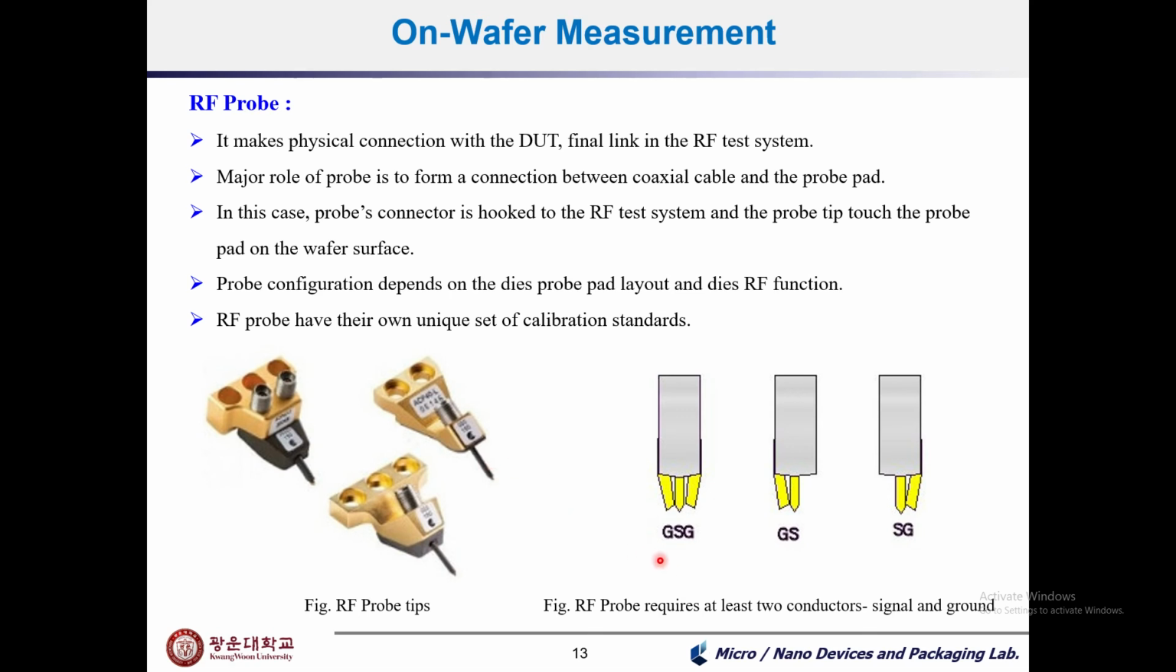So there are different configurations, which depend on the die's probe pad layout and the die's RF function. In this case, you can see three different configurations for the RF probe: GSG configuration, GS and SG. These configurations of the RF probe require at least two conductors, signal and ground. However, the positions can be different, and these are the structures for the RF probe tips.